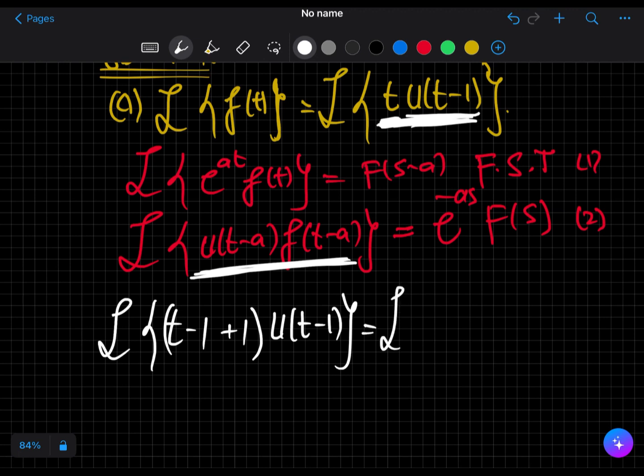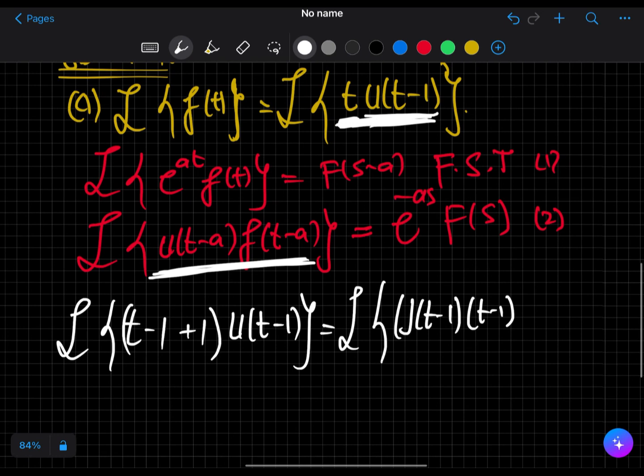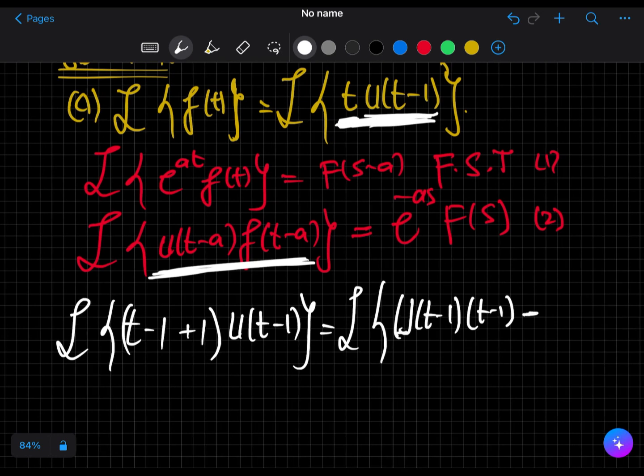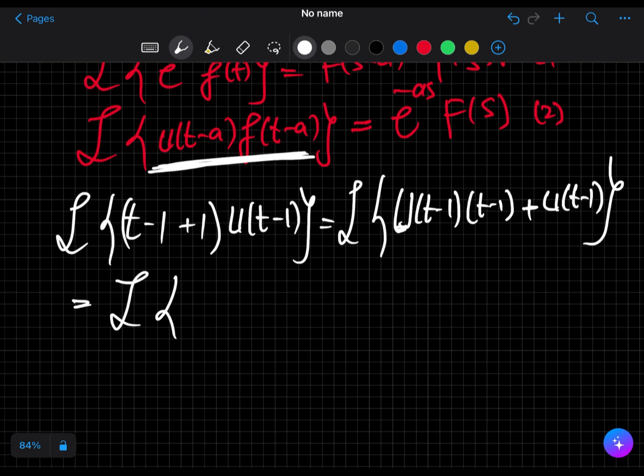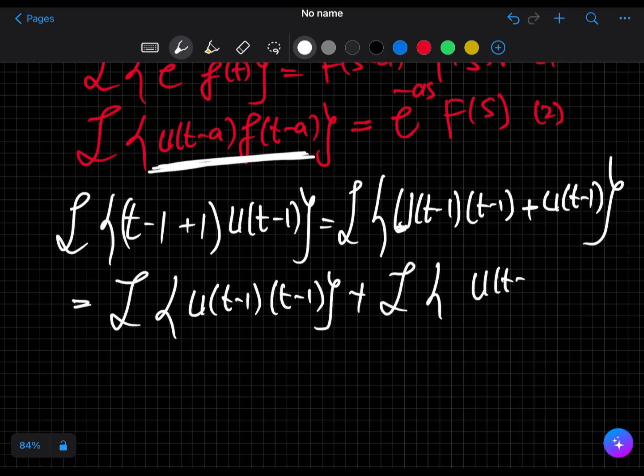This will give me the Laplace transform of u(t minus 1)(t minus 1) plus u(t minus 1). So applying the linearity, I will have the Laplace transform of u(t minus 1)(t minus 1) plus the Laplace transform of u(t minus 1). So we can see that from this equation, I can directly apply this formula where a is 1.